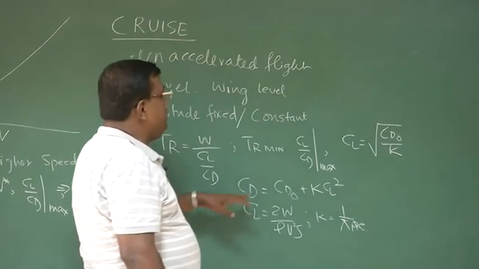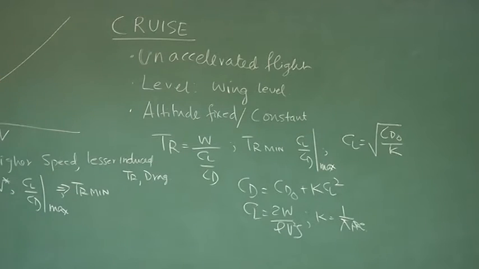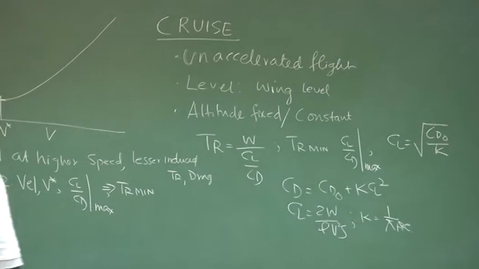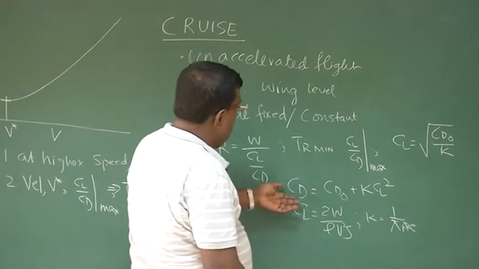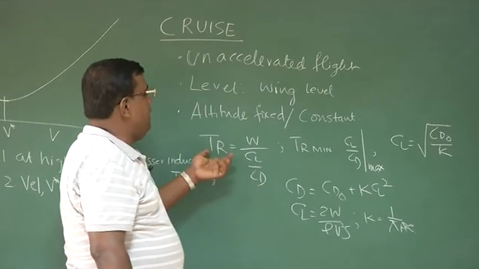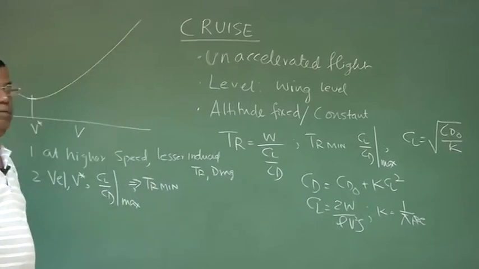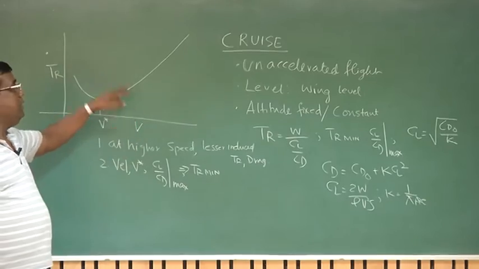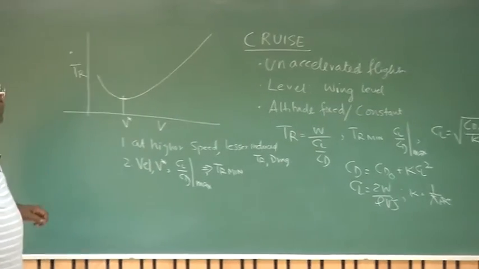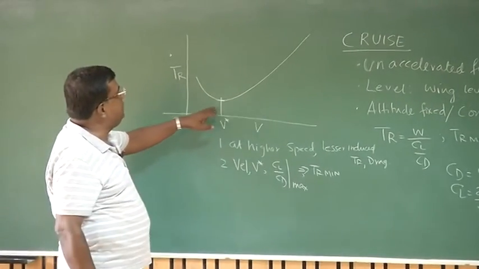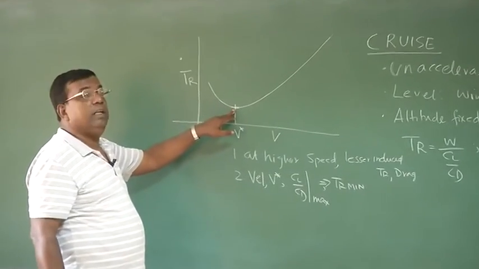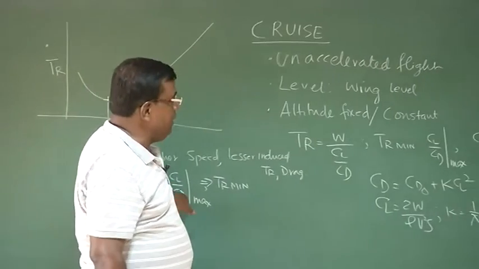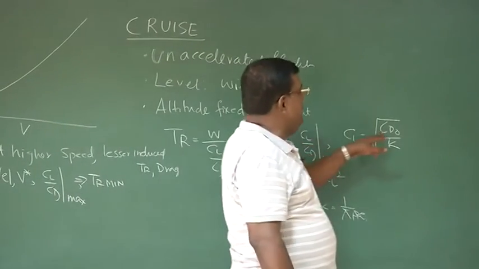So I can calculate CD, as I also know the CD naught is fixed for an airplane at low speed. So once I know CD, once I know CL, I know CL by CD, I can find thrust required at different speed, and I have plotted that thrust required against different speed in this figure, right? And in that we found out that there is a particular speed at which thrust required is minimum, and that corresponds to a case where CL by CD is maximum, and for that CL is root of CD naught by K.